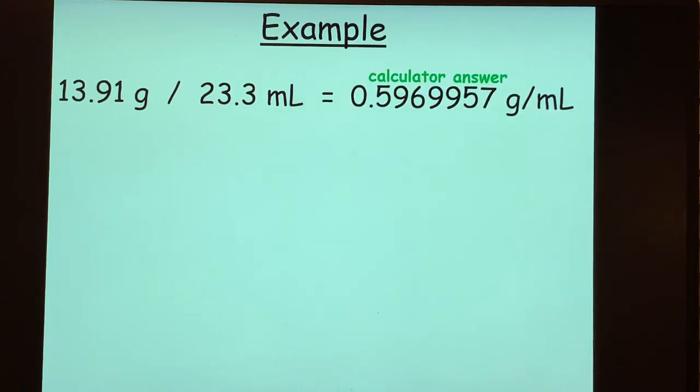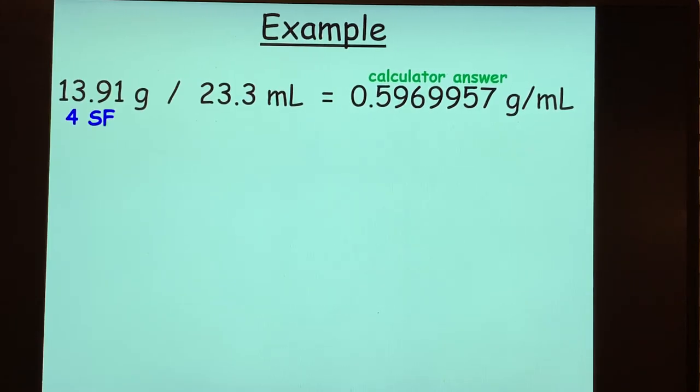And you get 0.59699957, a crazy long answer that many students are tempted to write the entire thing down because they're afraid they're going to be wrong if they don't. But guess what? You're wrong if you do, because that has too many significant figures. The smallest number of significant figures in the problem is the 23.3, 3 significant figures.